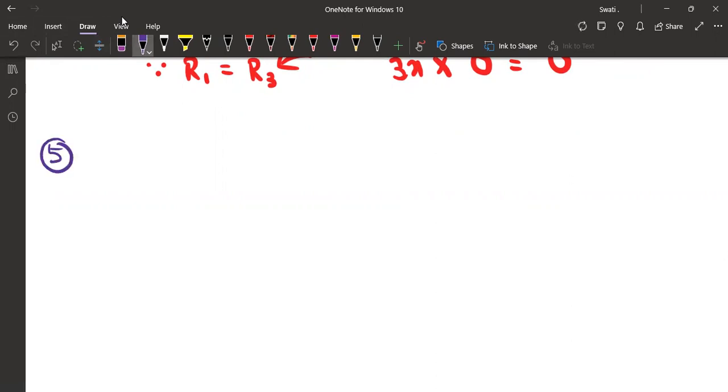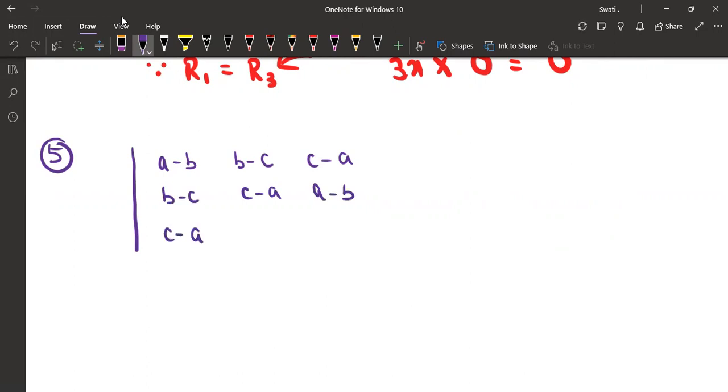So in the fifth question, we need to again find the value of the determinant only. So the first entry is a minus b, next entry is b minus c, and then c minus a. Here it is b minus c, then c minus a, and then a minus b. And then the last entry is c minus a, minus b, and b minus c. So we need to solve this determinant.